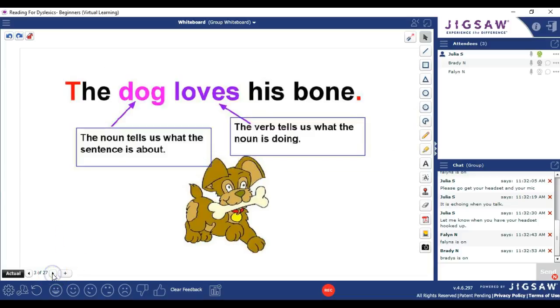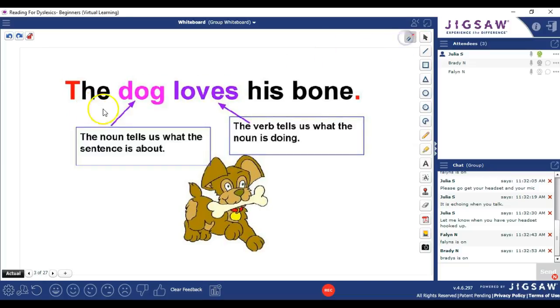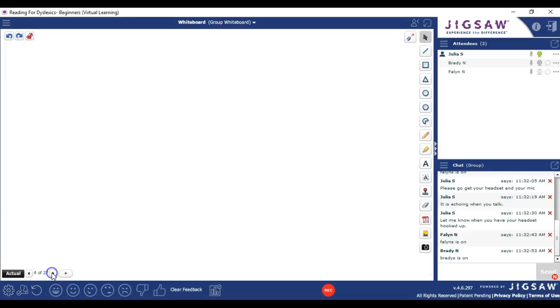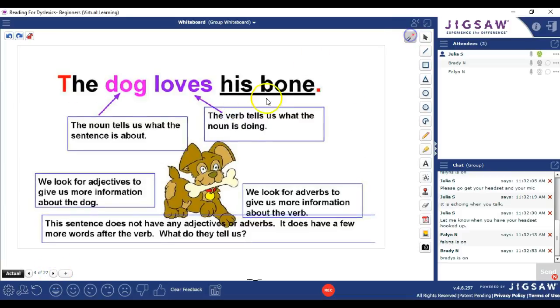Now let's look at the other parts of this sentence. In this sentence, the dog loves his bone. Dog is the noun. This noun tells us what the sentence is about. So what is this sentence about? The dog. And loves is the verb. It tells us what the noun is doing. So what is this dog doing? He's feeling love, right? He loves. But there's more to this sentence. At the end of this sentence, we have his bone.